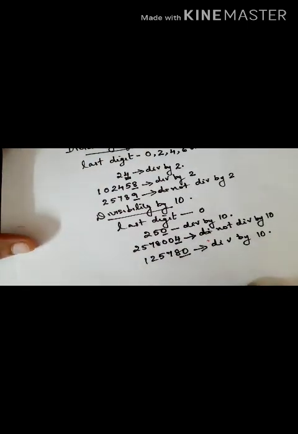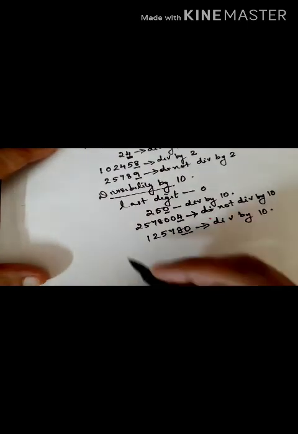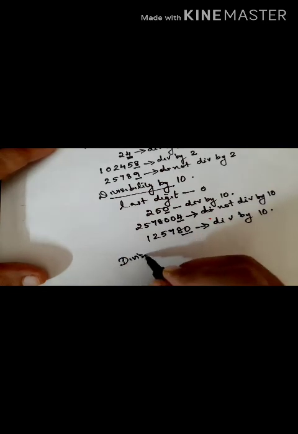Okay, see another example, 125,780. Is it divisible by 10? Yes, it is divisible because the last number is 0. It is divisible by 10.